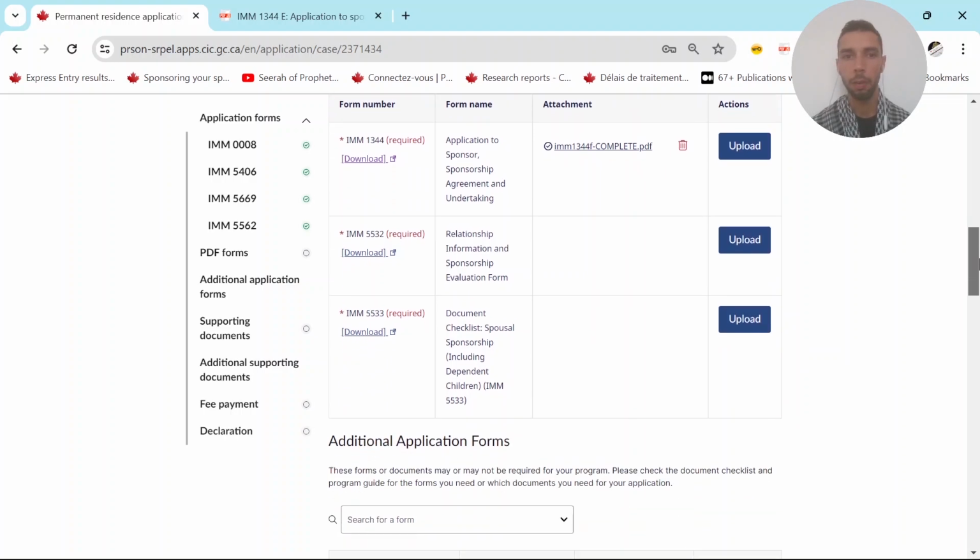Okay. Now, once you're done with the IMM 1344, this is for the sponsor. So that is the sponsorship agreement and undertaking. And basically, this is where you sign to say that you are willing to pay for the person you're sponsoring to come to Canada. After that, we have the IMM 5532, which is the relationship information and sponsorship evaluation form.